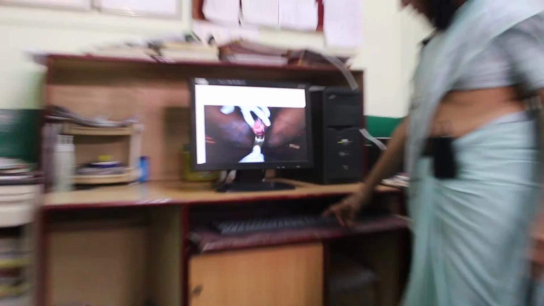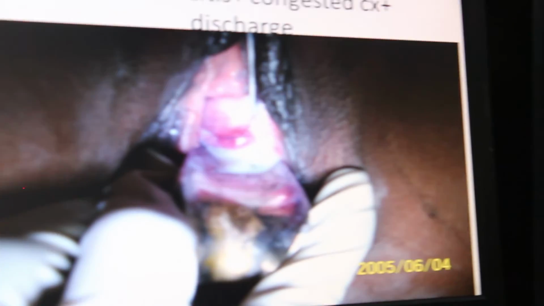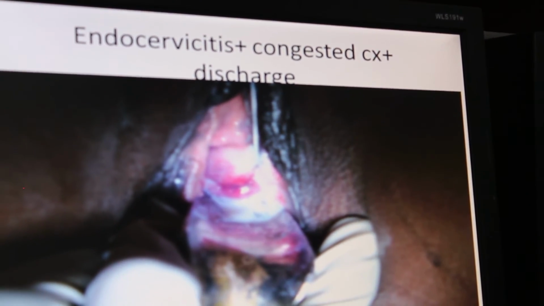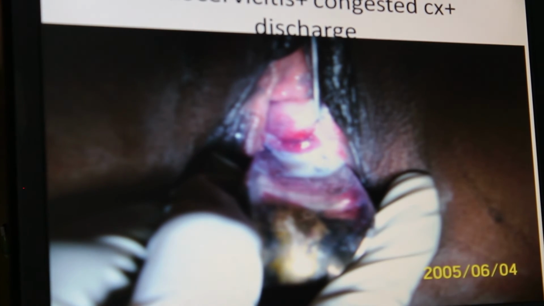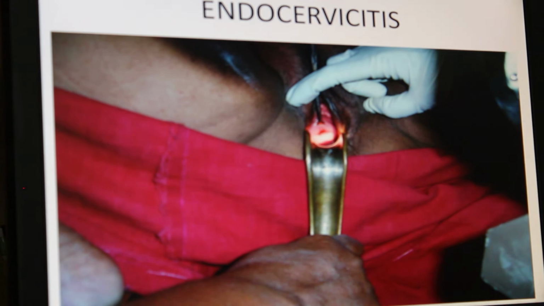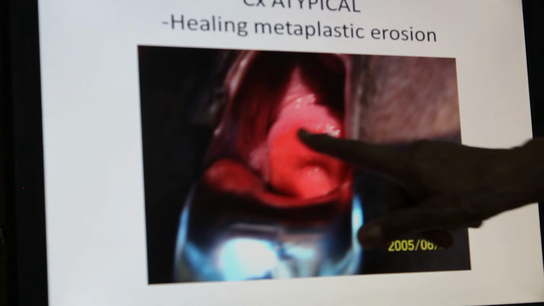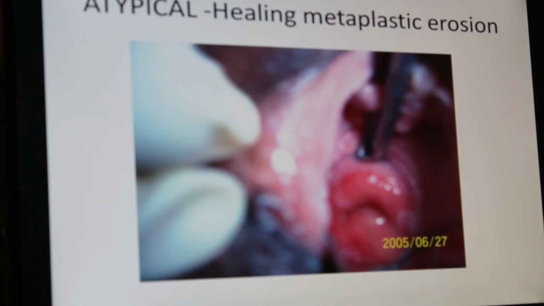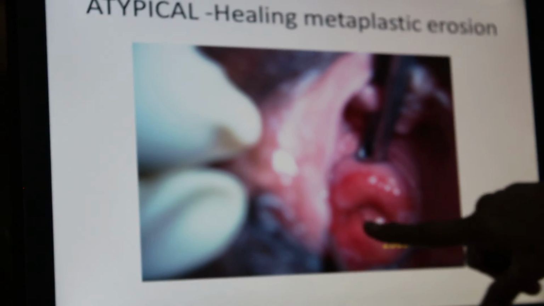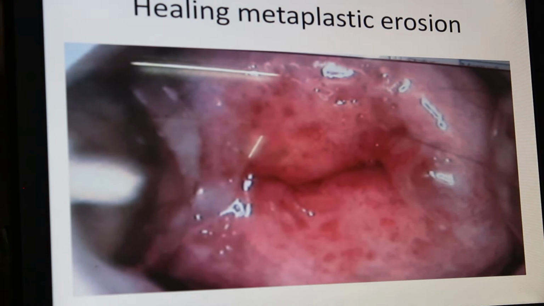Here in this case, the cervix is seen, it is discolored. It is a bluish colored cervix. In this photograph, there is endocervicitis. There is congestion around the os. It is because of gonococcal or chlamydial infection. Endocervicitis. This is the eroded cervix. This is the healing cervix. The white area is a healing metaplastic epithelium. This is a healing erosion.